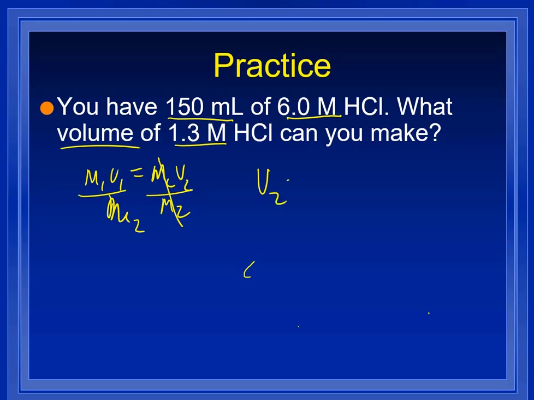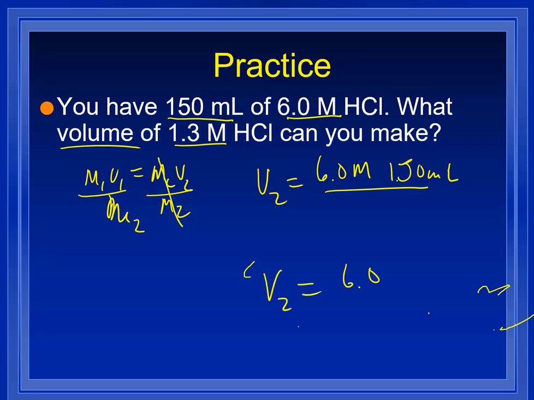So V2 is going to equal... I know I want M1 to be 6.0 molar, but the question is, can I do this in milliliters? Let's find out, because I'll just do it twice. Once in milliliters, 150 milliliters, and once in liters, which is 0.15 liters. Both of those I have to divide by 1.3 molar.